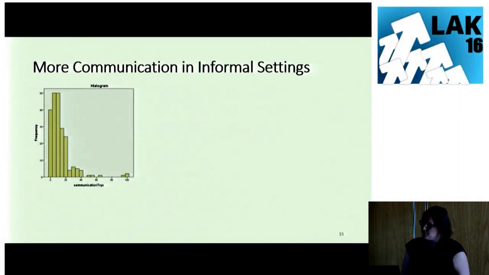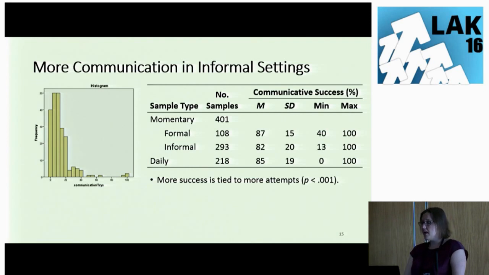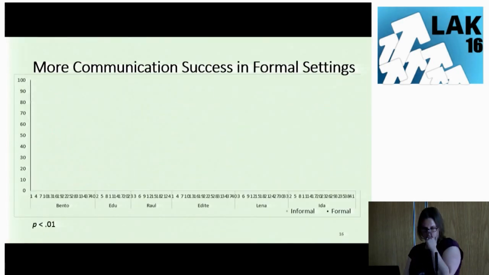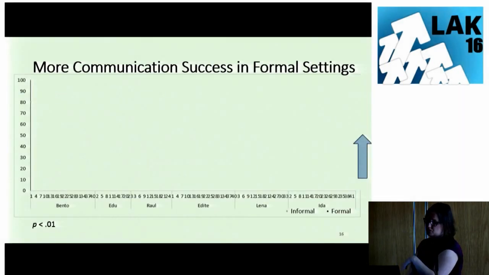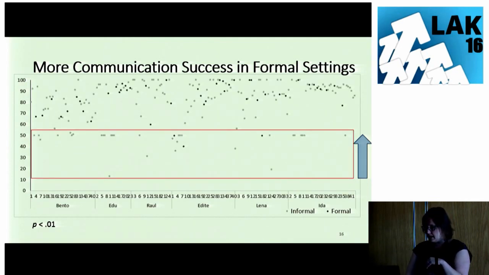The number of times they tried to communicate over the course of the day is about 10. That's where our median is. So it would have been nice if it had been a little higher. However, those who were more successful were the ones who were trying to communicate more. And we see that increase, and that's from the daily measures. If we look at the momentary measures, and higher is better here, so from 0 to 100%, what we see is at the bottom, we have more communication failure in informal settings, and those are less constrained.